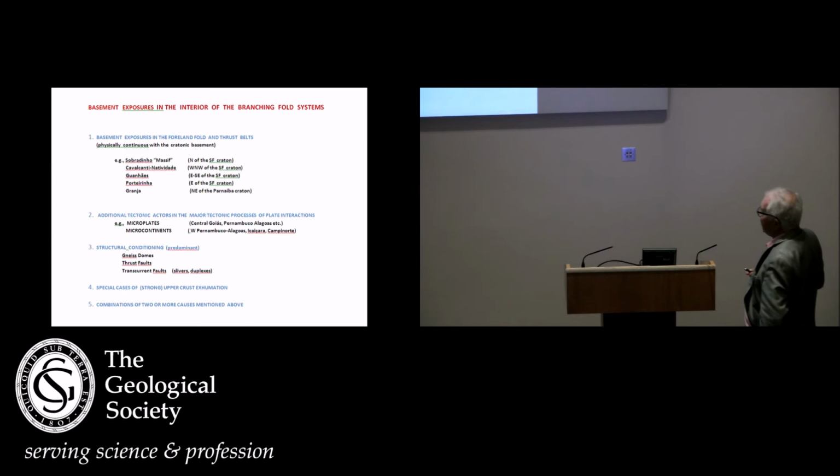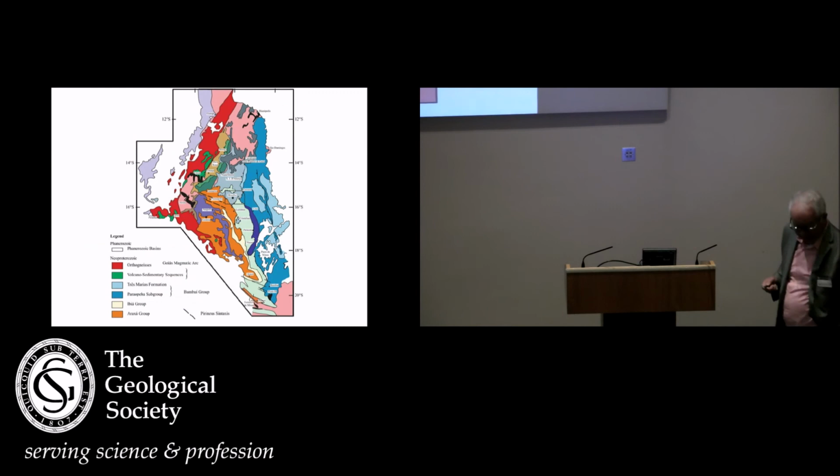And some that are dominated by the structural condition: nappes, domes, thrust faults, transcurrent faults, slivers, duplexes, and so on. A special case of strong upper crust zoomation, only of the upper crust. And the final combination of two or more of the cones mentioned here. Let's go.